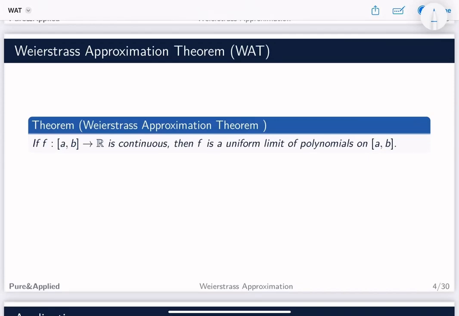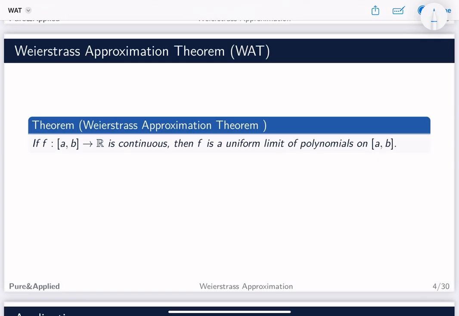So in the late 1800s, a German mathematician, Weierstrass, was sitting on his couch sipping coffee, and all of a sudden he was like, how about I write the most important theorem of modern analysis? And he wrote the Weierstrass Approximation Theorem.